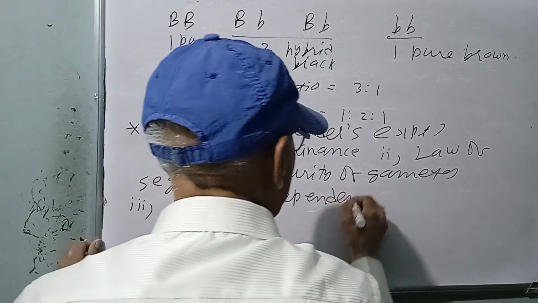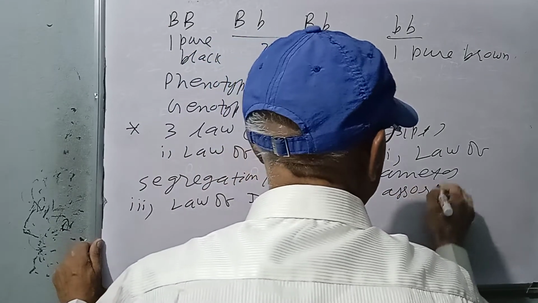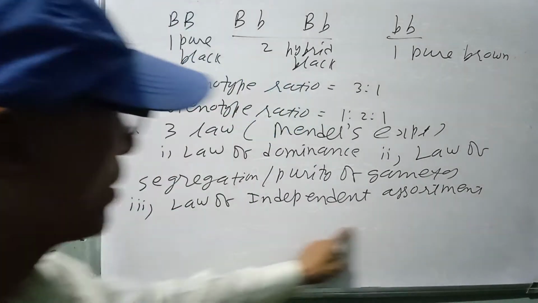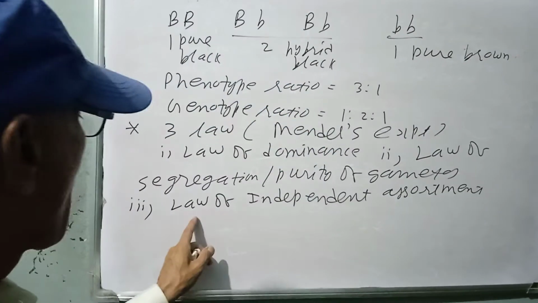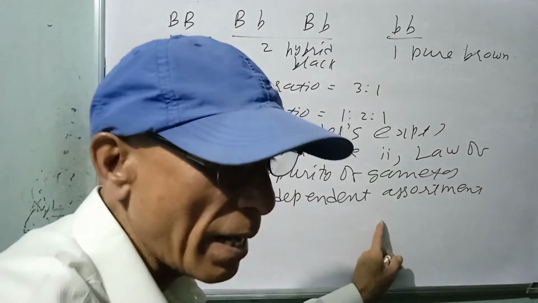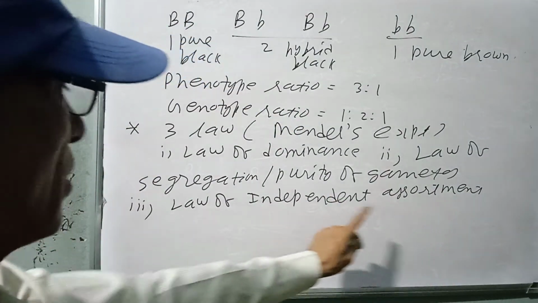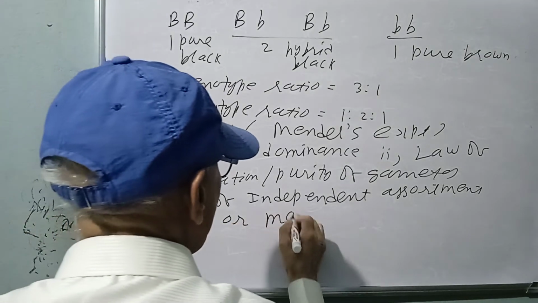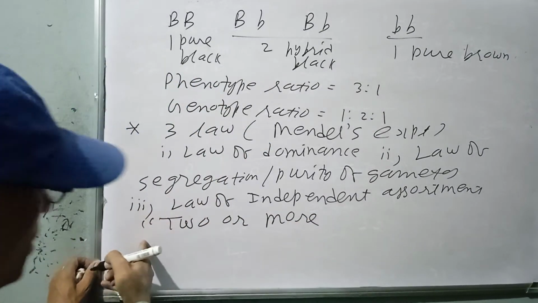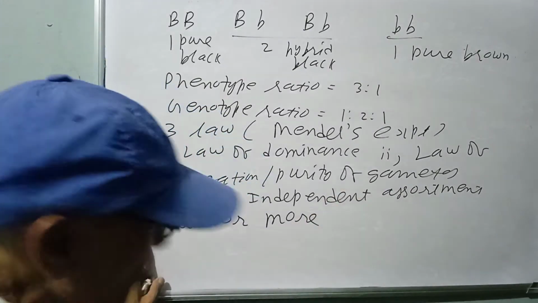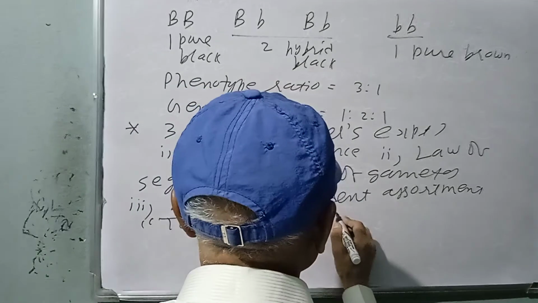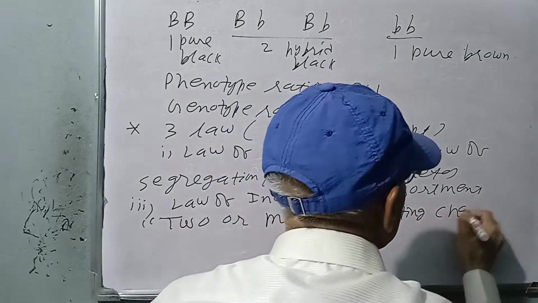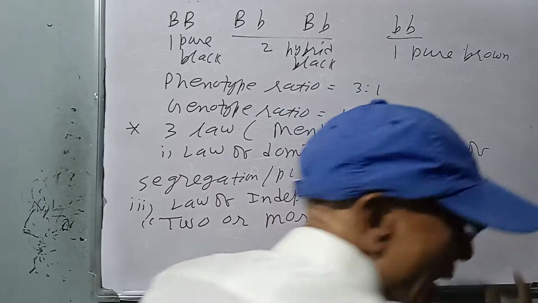Law of independent assortment. This is the third law. It states that two or more contrasting characters, or traits, don't affect each other.